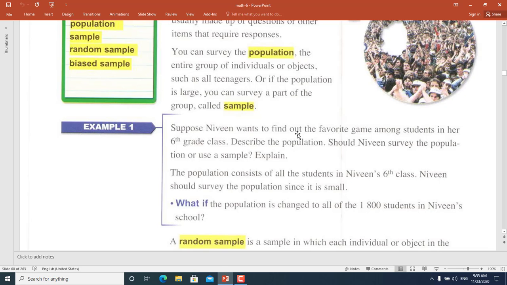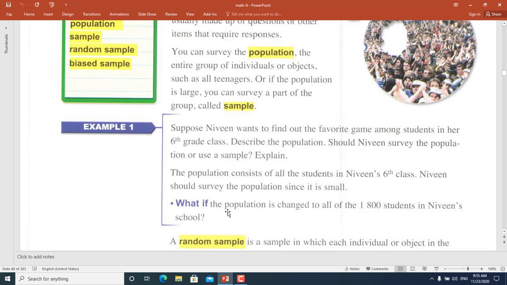Suppose Nevins wants to find out the favorite games among students in her 6th grade class. Describe the population. Should Nevins survey the population or use a sample? Explain. So Nevins needs to know the favorite game in just grade 6, so it's not very big. You survey the population. The population consists of all the students in Nevins' 6th grade class. So Nevins should survey the population since it is small.